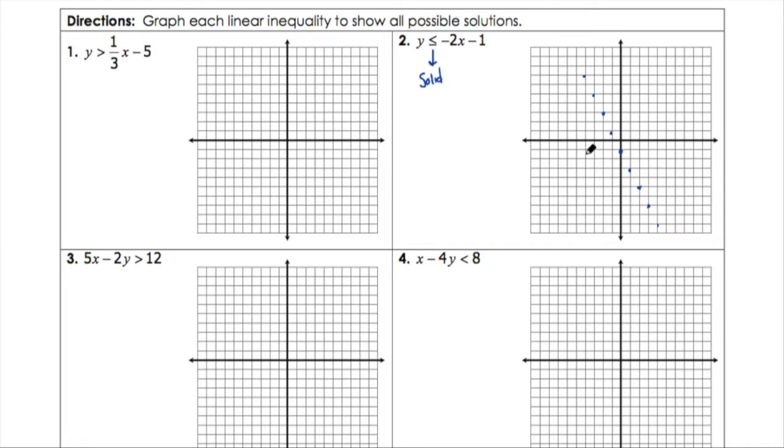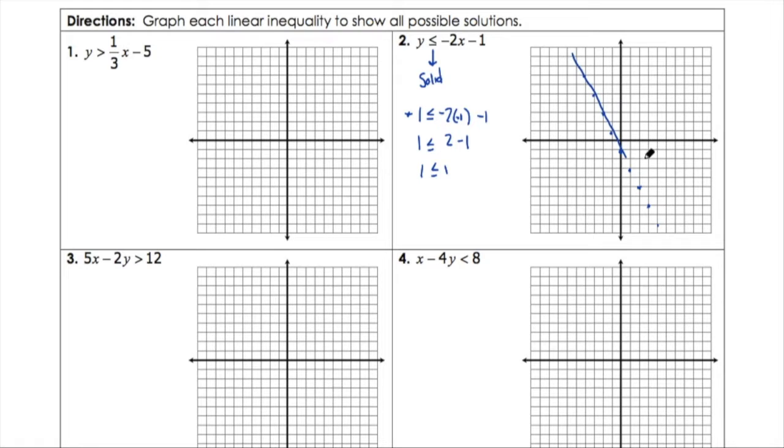If I picked a point right on here, like -1, 1, I would get a true statement. Sorry, -1 for x, +1 for y. So I'd get 1 is less than or equal to 2 times -1 is -2, minus 1. So 1 is less than or equal to -1. Well, that is a true statement. So the line is true. So because that line is true, we make it a solid line.